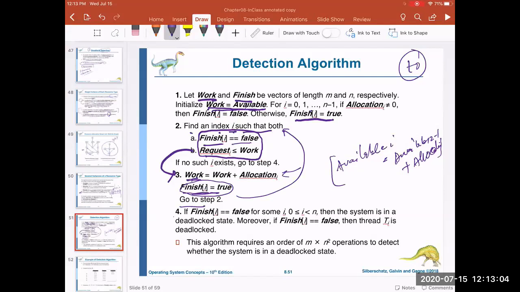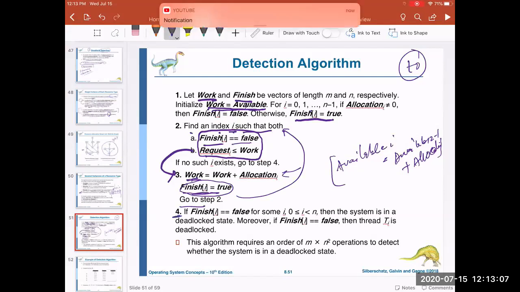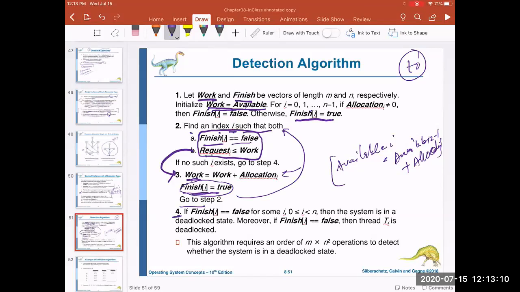The fourth step is a little different. There we were checking if finish[i] is true for everyone, which means that the state is safe. But here, if finish is equal to false for any value, then we have detected that the system is in a deadlock condition. If there is some value for which we got false, it means that there is a deadlock condition. This algorithm requires m times n squared operations to detect whether the system is in a deadlock state or not.